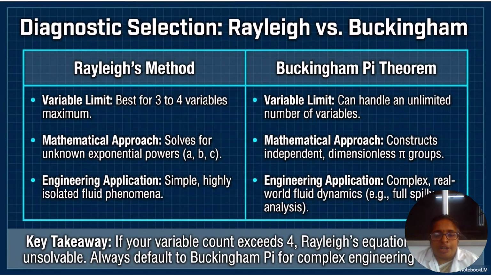The important note we have to take here is, if the variable count, that is physical quantities or the system variable count, exceeds 4, Rayleigh's equation becomes unsolvable. And in such situations, we can go for Buckingham's pi theorem for solving complex engineering problems.